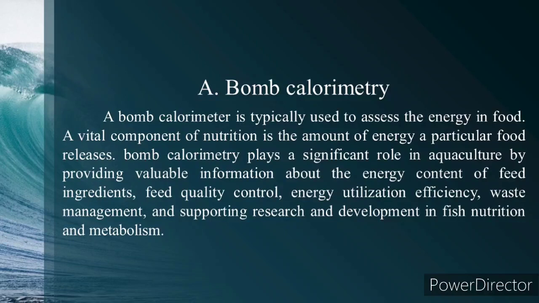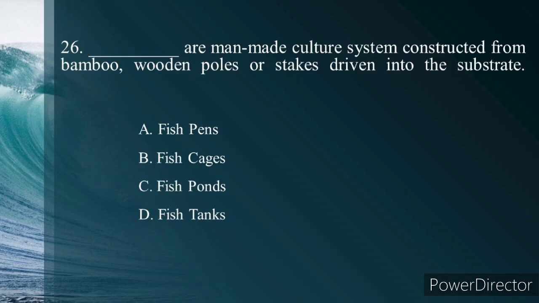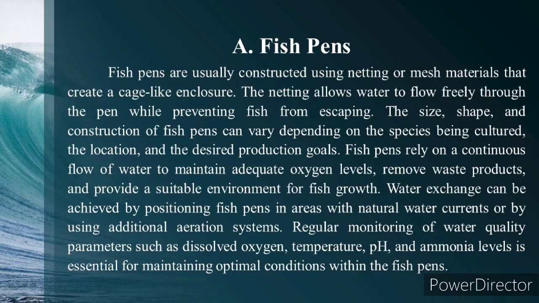Number 26. Blank are man-made culture systems constructed from bamboo, wooden poles or stakes driven into the substrate. A. Fish pens. B. Fish cages. C. Fish ponds. D. Fish tanks. 1, 2, 3. The answer is A. Fish pens. Fish pens are usually constructed using netting or mesh materials that create a cage-like enclosure.